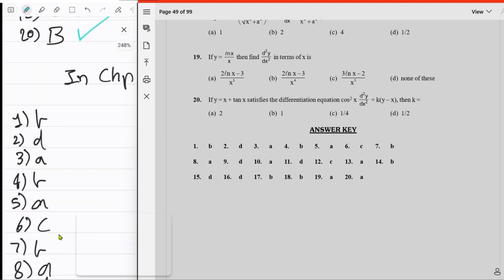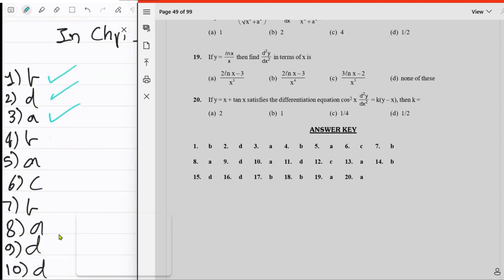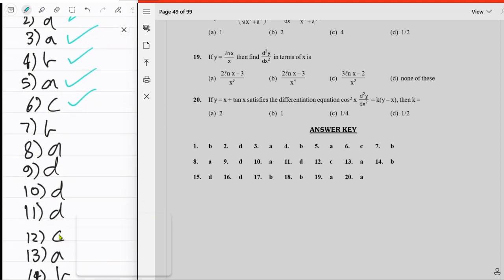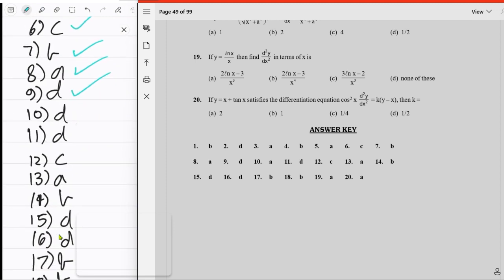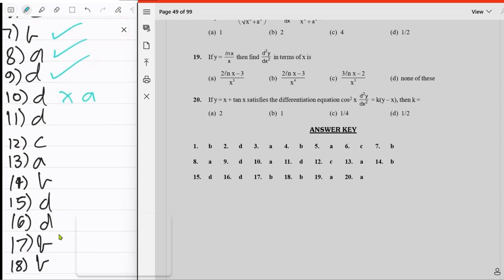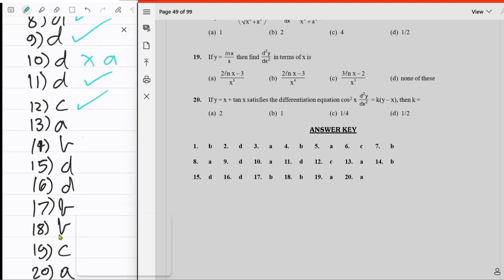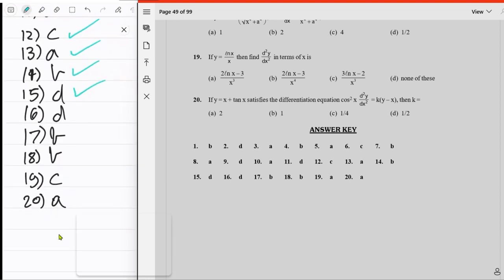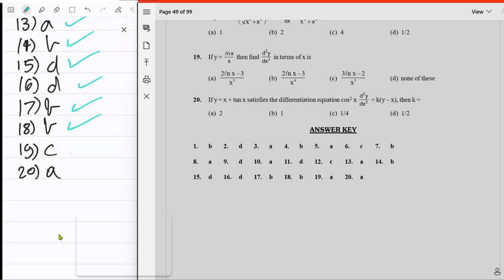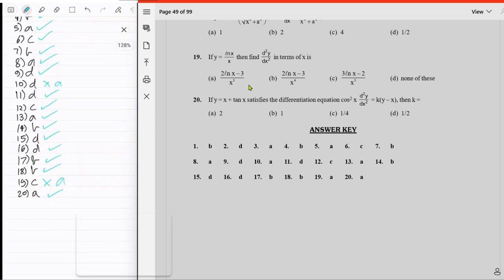So first B, second B, third A, B A C, then B A D. 10th is supposed to be A. Okay. 11th D, then C, 13th A B D, 16th D B B, and 19th is supposed to be A. Okay, let's check 19th. So this is supposed to be A.